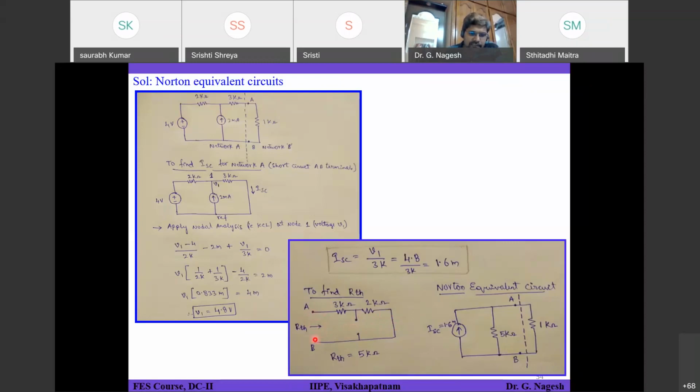If you have doubt, you connect 1 volt here now. 1 divided by 5k will be your current flowing. So again, you have to find out the resistance now. R is equal to V by I. So V divided by the corresponding current whatever you got will give you again 5k. So even though there is no dependent source, you can adopt this method of connecting a 1 volt source and trying to find it. But there is no need because there is no dependent source in your circuit.